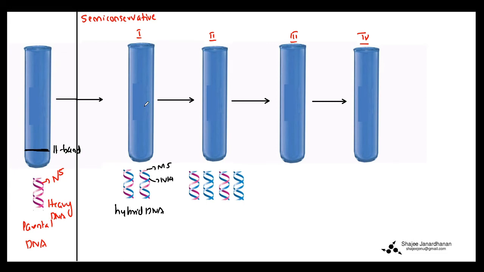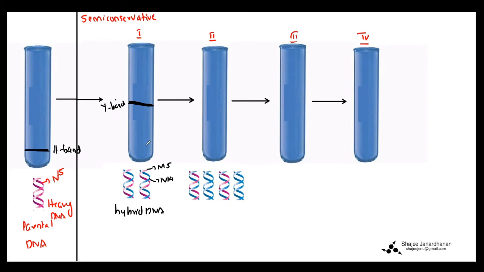So where do you expect the band in the isopycnic separation? We have already seen in the conservative mode that one will be at the bottom, that corresponds to the heavy band, and one will be at the top, that corresponds to the lighter one. But here you are going to get a hybrid band. I am simply writing it as a Y band, which is the hybrid band. This will be your expected observation for the first generation.